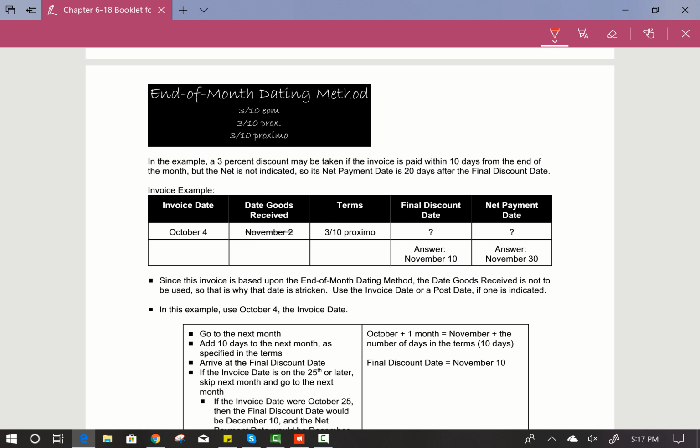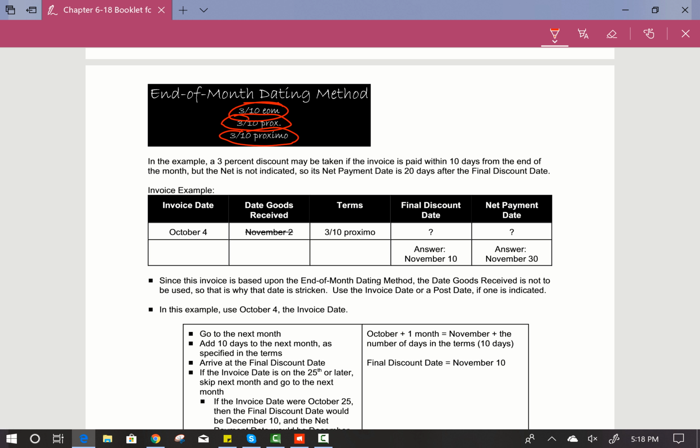So there's the ordinary dating method and the extra dating method. The third one is the end of the month dating method, and it can be identified with a 3% discount if taken within 10 days from the end of the month, with EOM, or 3% discount if taken within 10 days Proximo, or PROX could be abbreviated. That's Latin for end of the month.